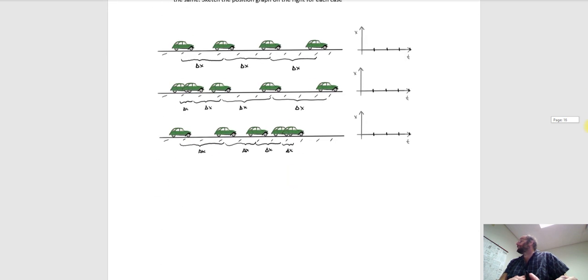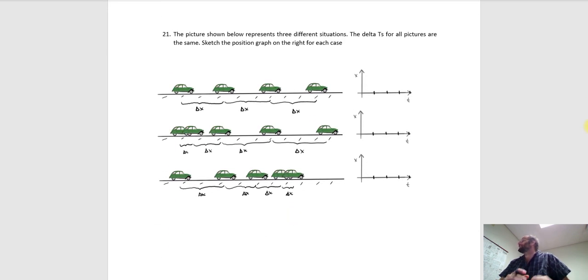All right, 21 is kind of a conceptual one here too. The picture represents 3 different situations. The delta t's are all the same. So again, imagine these are snapshots in time. Now as I look at these 3 different situations, notice for the first car here, the delta x's, these distances, are not significantly changing. I'm attaching the word significant because I probably put them there by hand. I didn't get a ruler out, but there's really no significant change in that displacement. That should tell you what the slope of this should look like, basically.